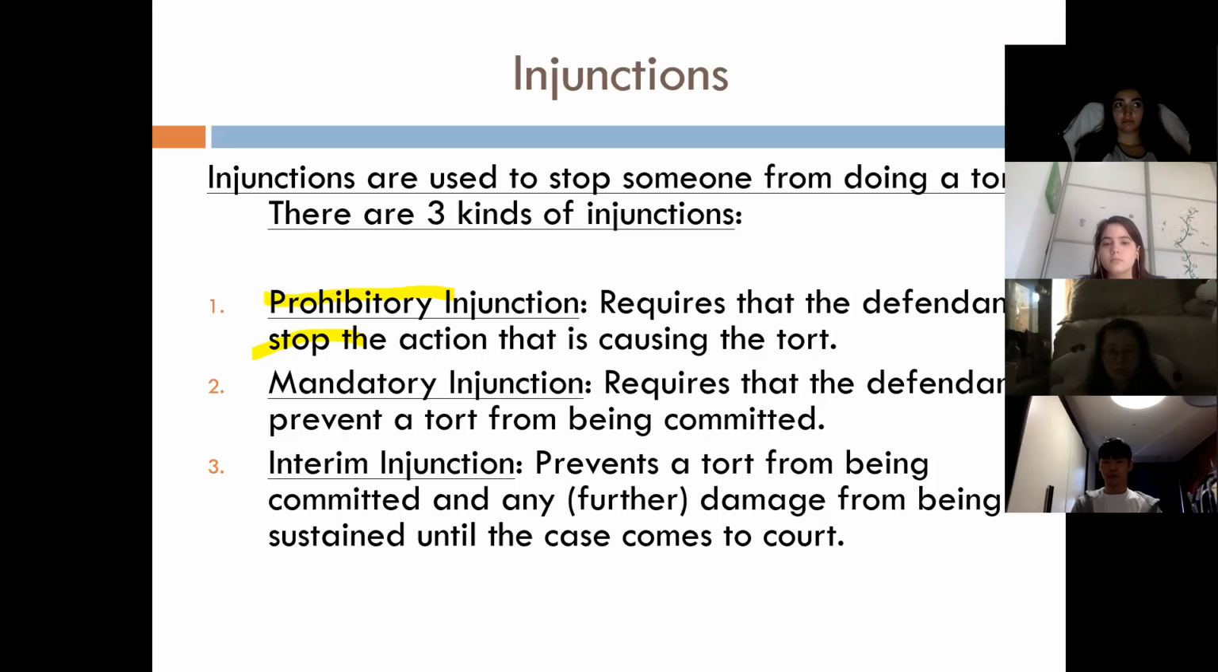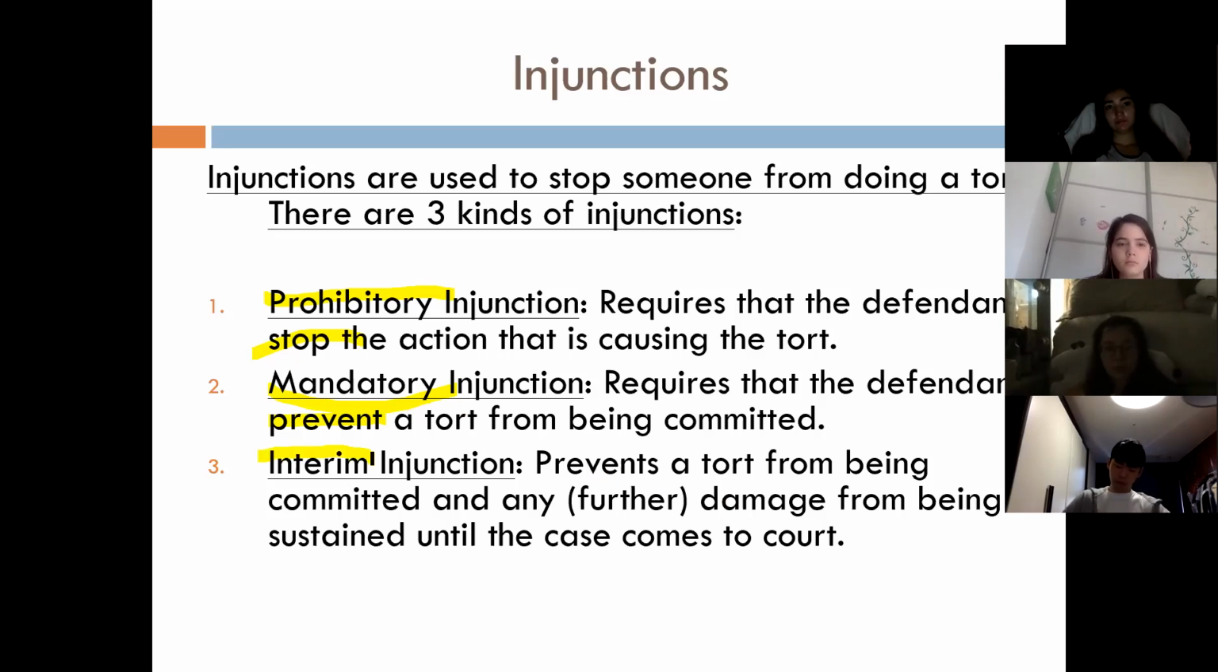Now, I can't ask you to stop because you didn't start yet. So that's called a mandatory injunction, and that means prevent. That's when you didn't even start yet, and I don't want you to start. I want to prevent you from starting.